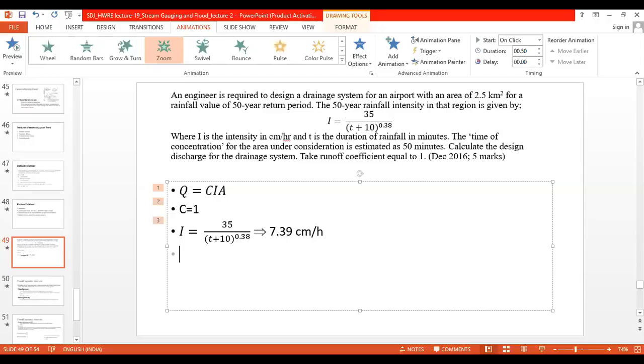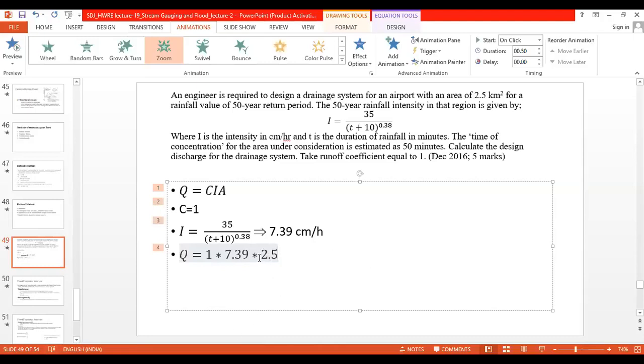Now put that value of the I into our equation. Q is equal to CIA. C is 1, into I is 7.3938, whatever it may be, into area. Now how much is it? 2.5.